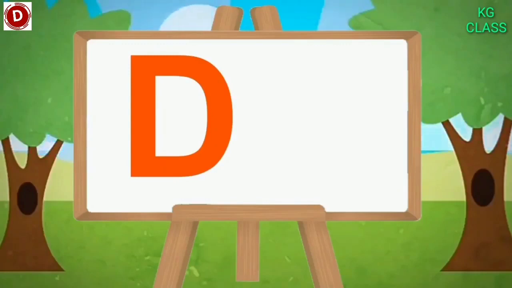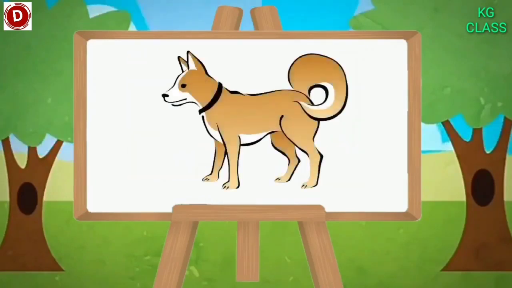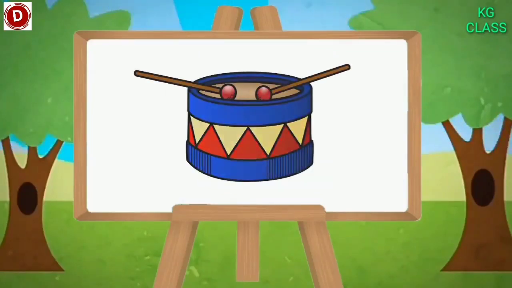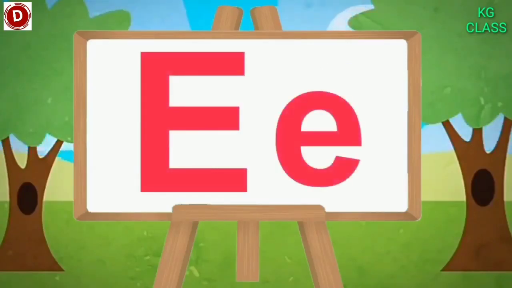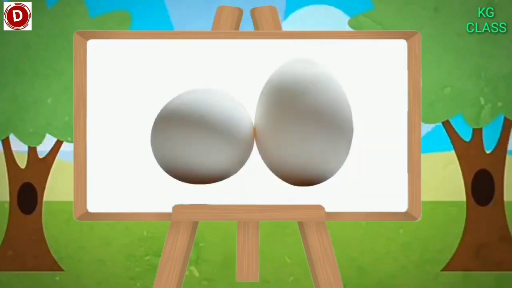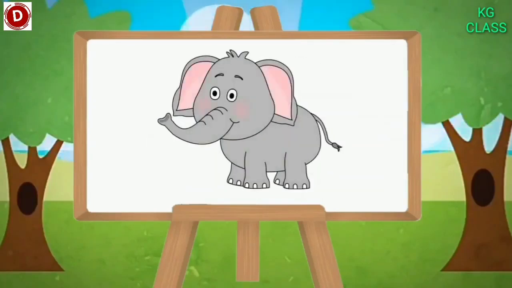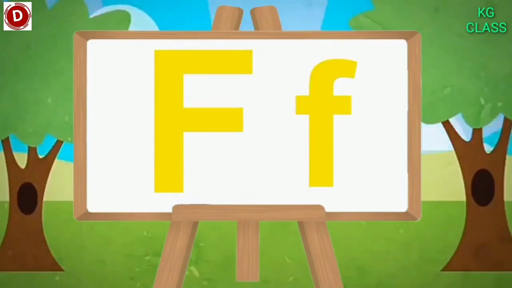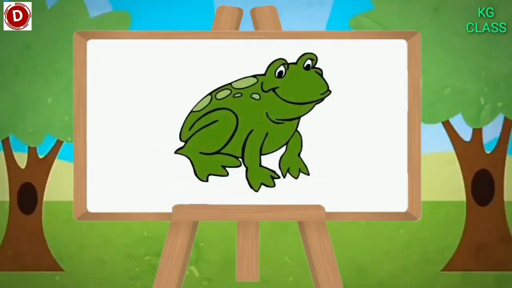This is D, capital D and small d. D for dog and D for drum. Here comes E, capital E and small e. E for egg and E for elephant. This is F, capital F and small f. F for fish and F for frog.